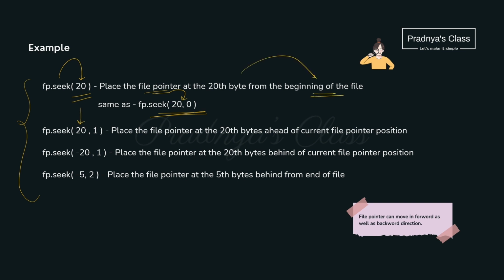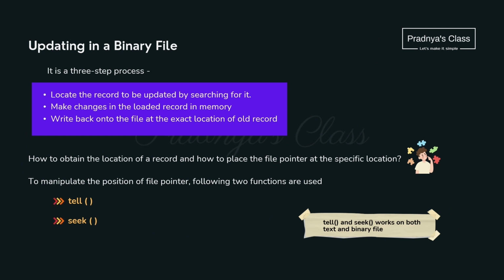Look at the second example. We are placing the file pointer 20 bytes ahead of the current file pointer position. 1 refers to the current file pointer position. Using negative bytes, we can place the file pointer behind the current file pointer position. In this last example also we are placing the file pointer behind, but now from the end of the file, as 2 indicates the end of the file.